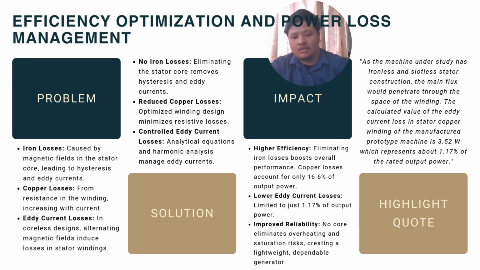For findings, I'll be discussing the efficiency and power loss management in our coreless axial flux machine design. For the problem, efficiency is a critical factor in electrical machines, yet traditional designs face three major types of power losses. First is iron losses caused by magnetic fields in the stator core, leading to energy waste through hysteresis and eddy current. Second is copper losses arising from the resistance in windings, which increase with higher current.